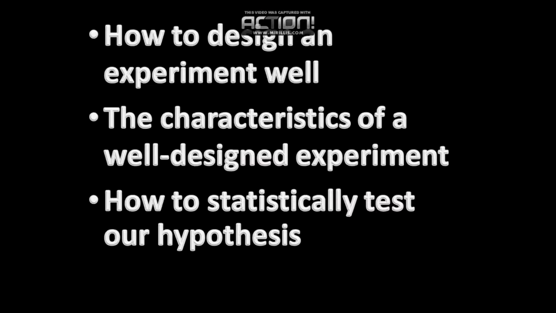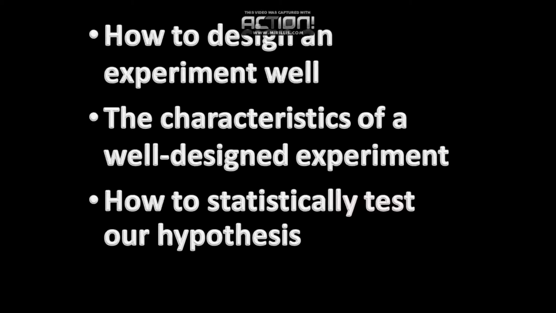Welcome to High School Mastery Quarter 1 then. Here we learn how to answer those questions. In Quarter 1, first we learn how to design an experiment well. We will discuss the characteristics of a well-designed experiment. Then we will learn how to statistically test our hypothesis. In other words, we will learn how to infer that a factor, like smoking, is a significant factor causing cancer.